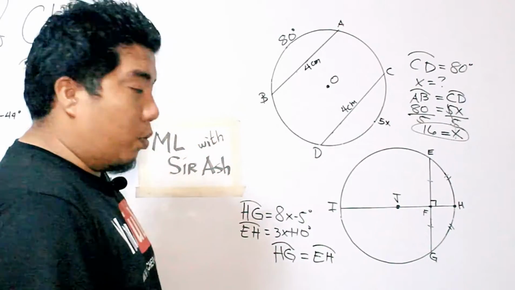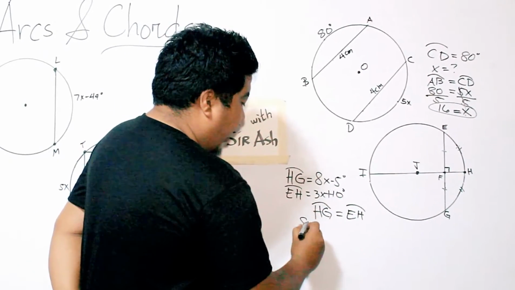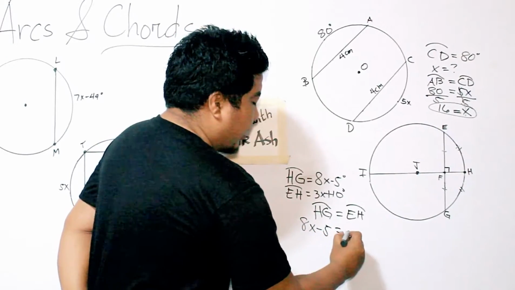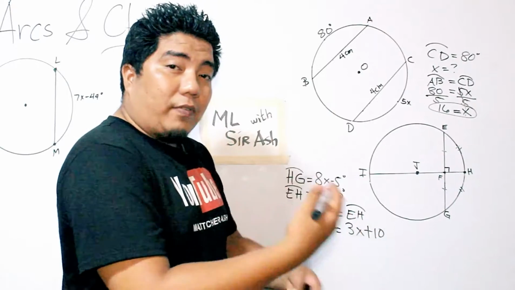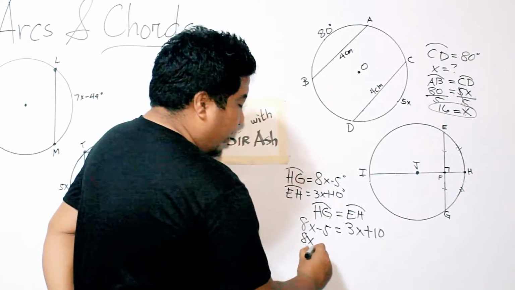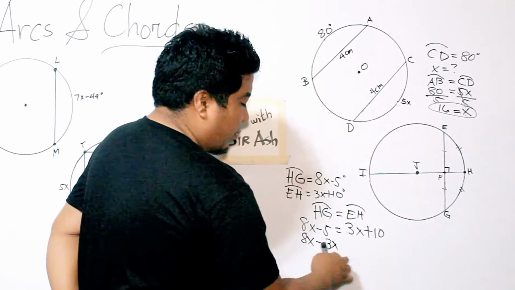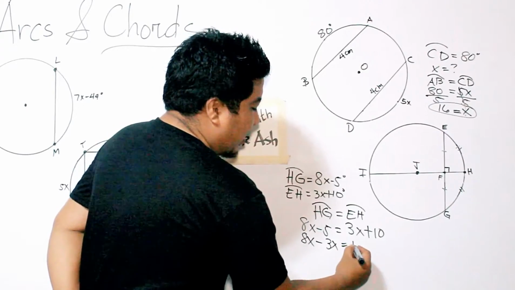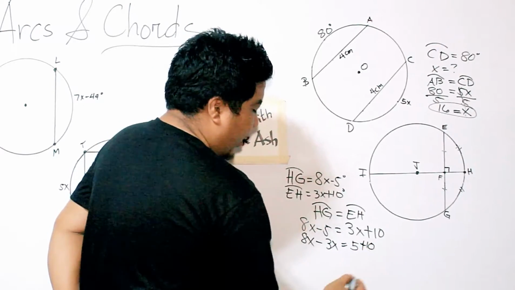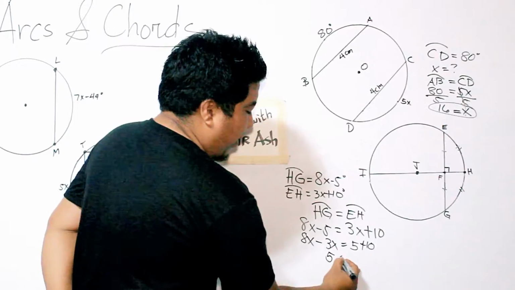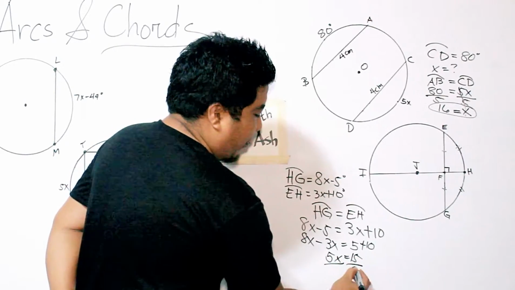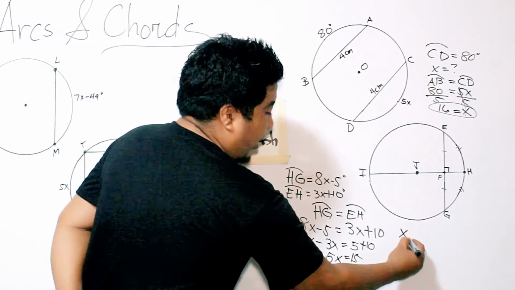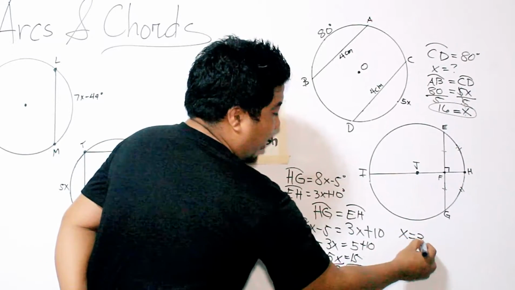So, by doing so, we can just have 8x minus 5 is equal to 3x plus 10. Now, solving the value of x, it will become 8x minus 3x and then positive 5 plus 10, giving you 5x is equal to 15. If you divide both sides by 5, then your x is equal to 3.